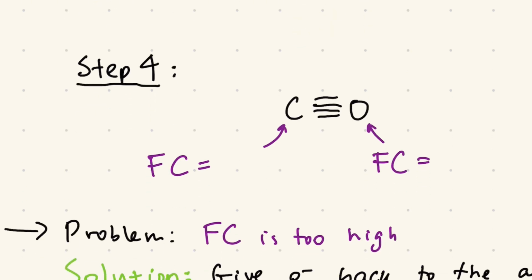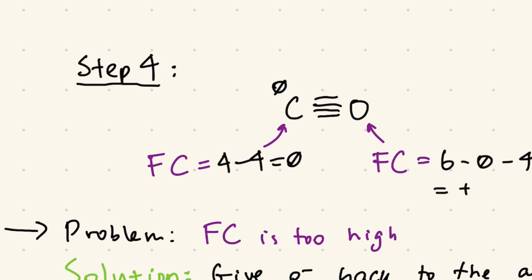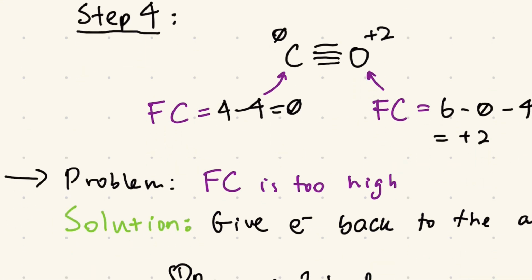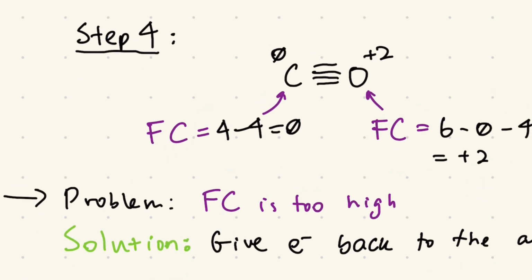So carbon, it has 4 valence minus 4 bonds. That's 0. Oxygen has 6 valence, and it's got no lone pairs and 4 bonds. So that's going to be positive 2. Now, the issue here is that the sum of the formal charges, 0 plus 2, is 2, but the overall charge on carbon monoxide is 0. So formal charge is too high.